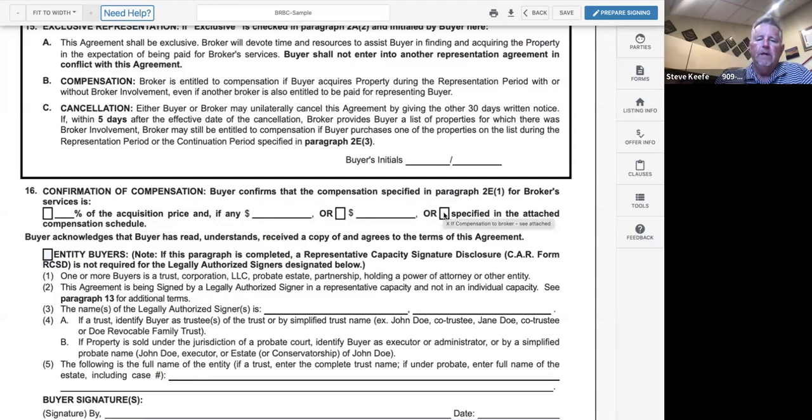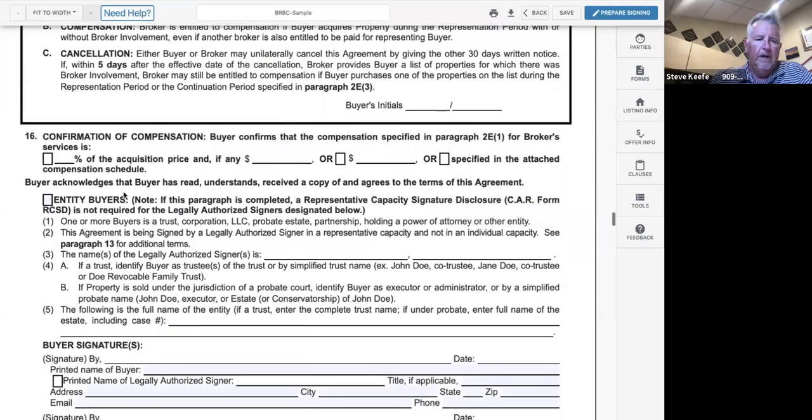And then as we talked about, specified in the attached agreement, if there is a separate sliding scale or some other means where there is a schedule, you would attach that separately. So buyer is going to acknowledge that they have read and they understand and they've received a copy and agree to the terms of this agreement, and they're going to sign below here.